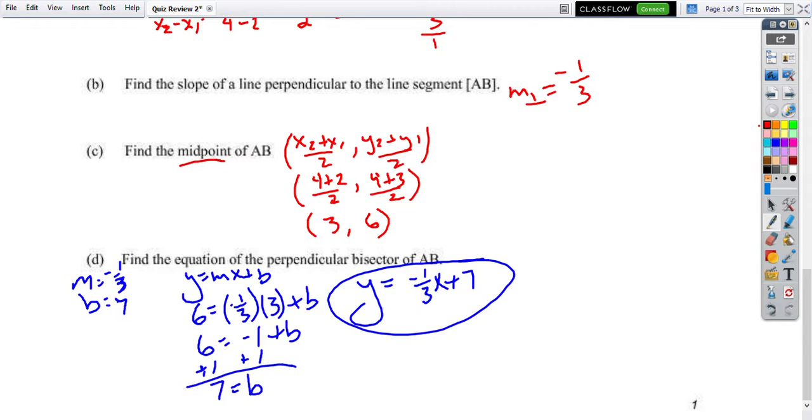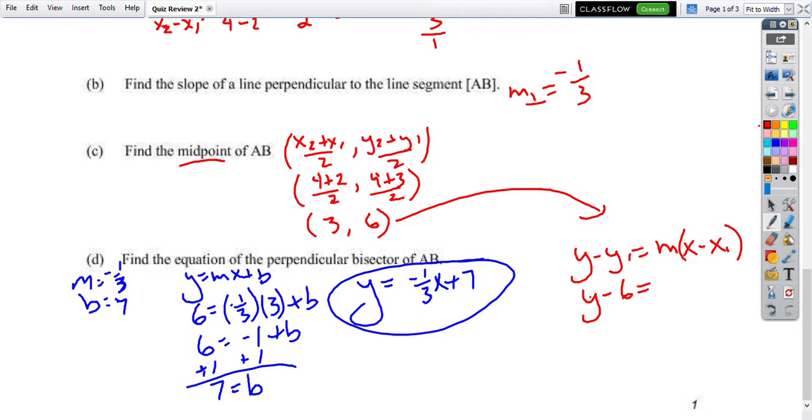All right, and if we were going to do point-slope form, y minus y1 equals m times x minus x1, we're going to plug in. So that's y minus, we're using this midpoint here to plug in, 6 equals the slope, which is negative 1/3. I don't have to put that in parentheses. So negative 1/3, and then it's x minus our x coordinate, which is 3 here. And there's our point-slope form. So either form's okay. Take either one, unless it specifically mentions which one to use.